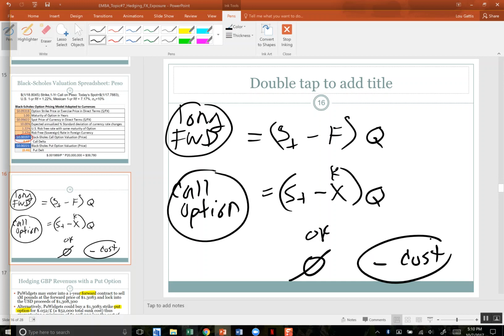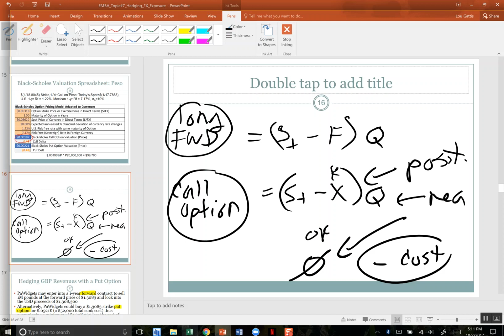So a call option is a little tougher because it could be 0, or you could make ST minus F. Actually, if this is positive, that's the answer. If that is negative, that's the answer. So it's either 0 or ST minus the strike. As long as ST minus the strike is positive, that means you'd exercise. Still need to subtract the cost? Yes, because the cost is a sunk cost, but if you're getting your total cost.